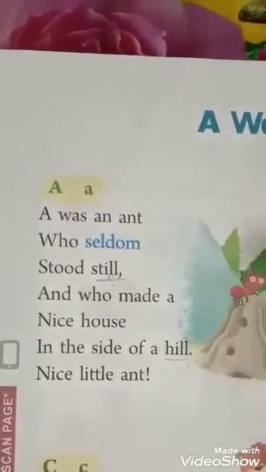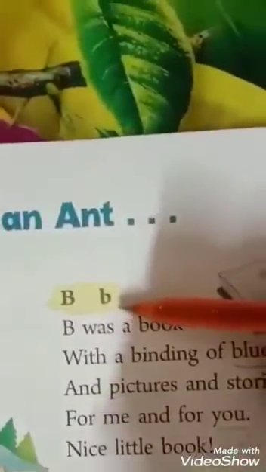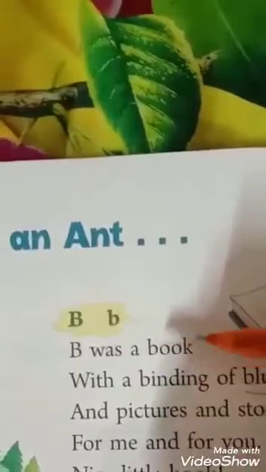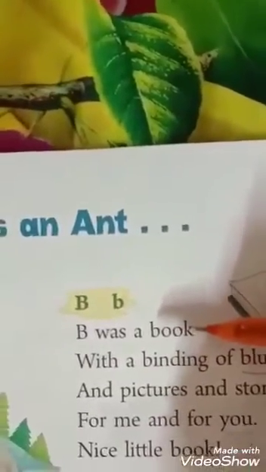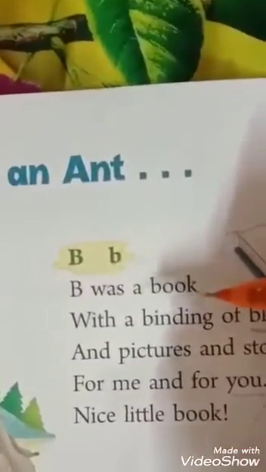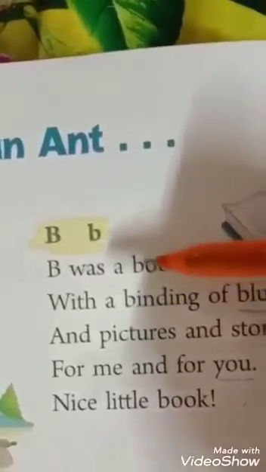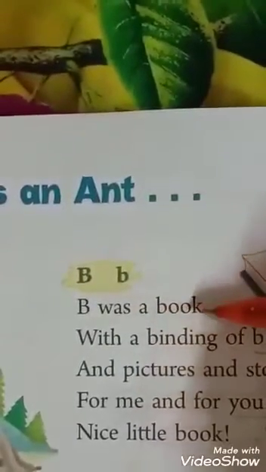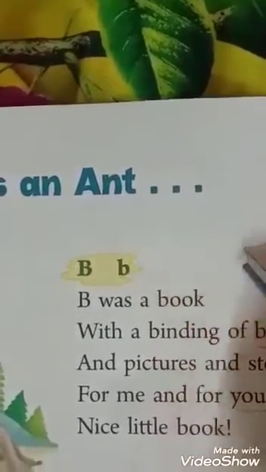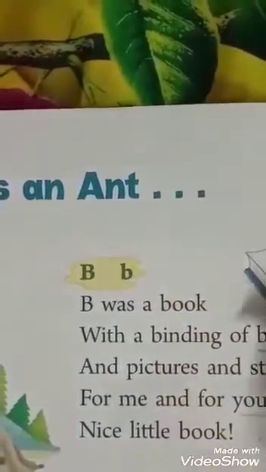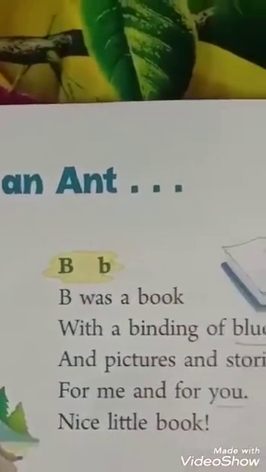So let us now see the next letter. Letter B. B for bed, B for book, B for brunch, B for biscuits. Here the author describes the letter B was a book. The author says there are different types of books.